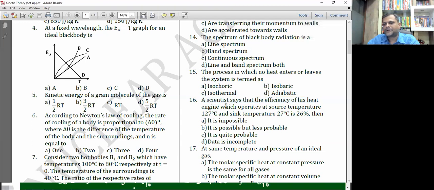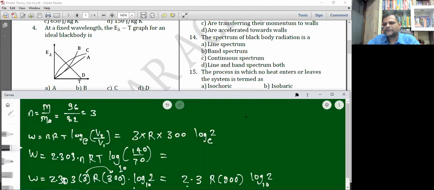The 16th one. A scientist says that the efficiency of a heat engine which operates at source temperature 127 degrees Celsius and sink temperature 27 degrees Celsius is 26%. Then, let us try to find out the efficiency from the temperatures given here. What is the formula for efficiency? We have already seen it. Eta is equal to 1 minus T2 upon T1, correct?